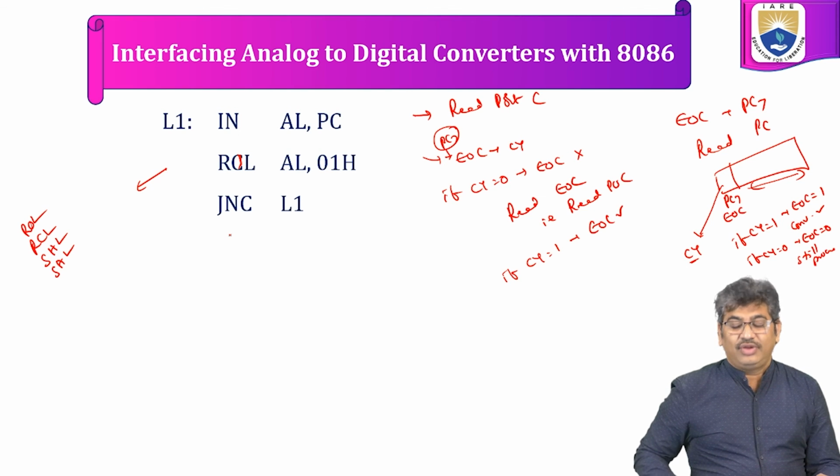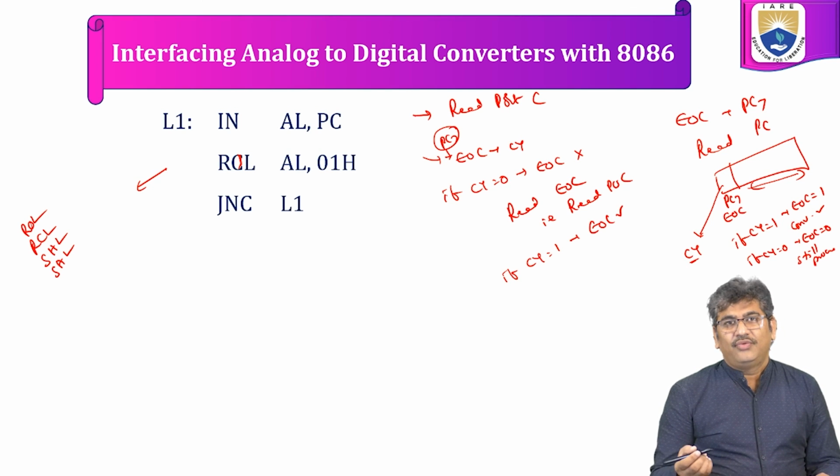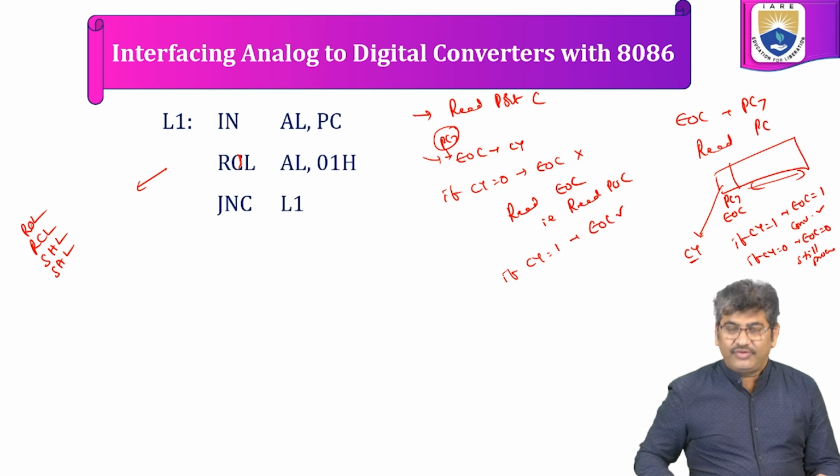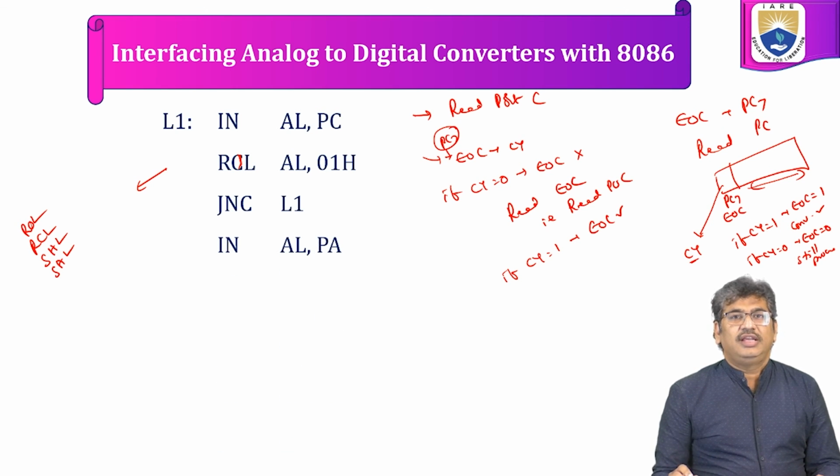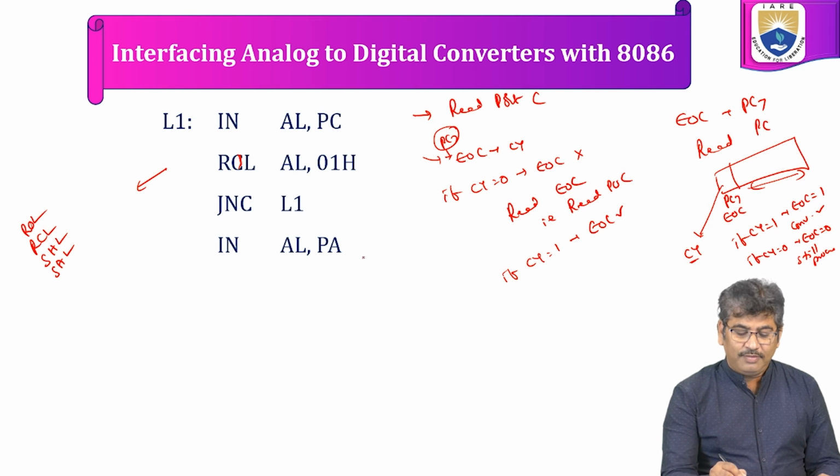The next instruction we have to write is for reading the port A. For reading the port A, we use the instruction IN AL, port A. This is for reading port A, where port A consists of the digital output.